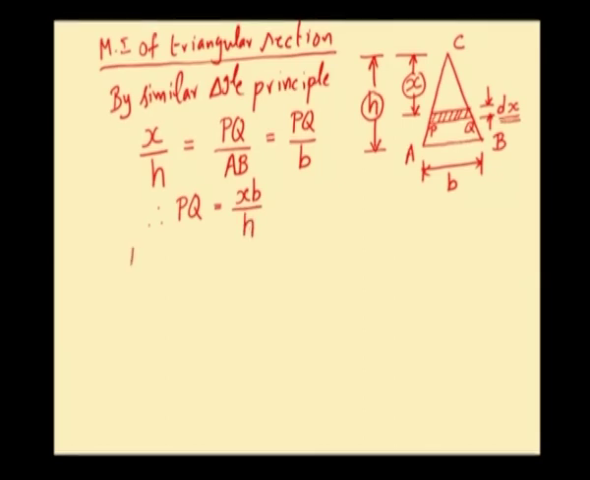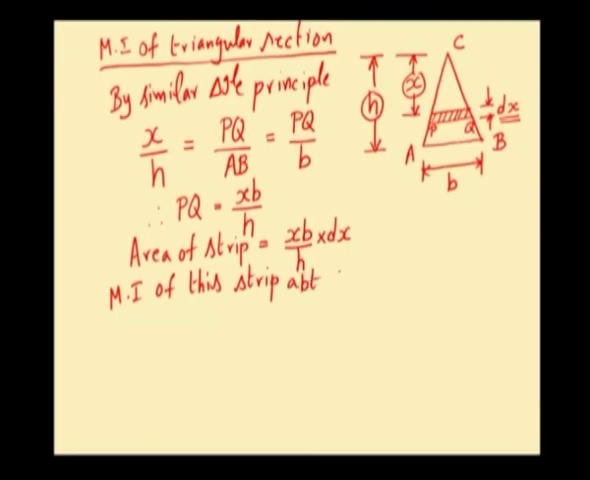Already the thickness of the strip is dx. So, area of the strip will be equal to x b divided by h into dx. Moment of inertia of this strip about the base AB will be equal to area of the strip, x b divided by h into dx, into square of the perpendicular distance between the strip and the base AB. Now, distance between the strip and the base AB is this distance, which is equal to h minus x. So, square of the perpendicular distance will be h minus x the whole square.